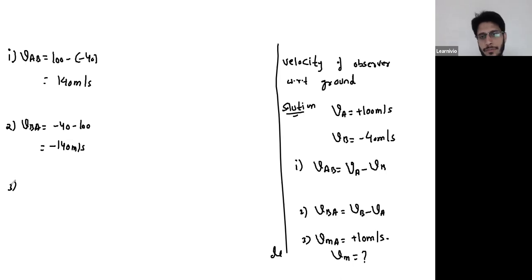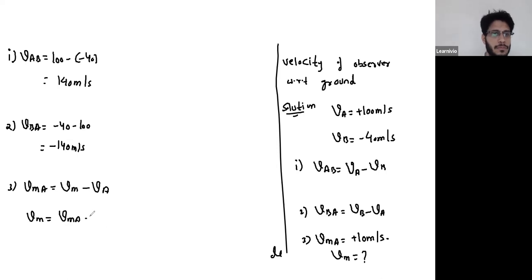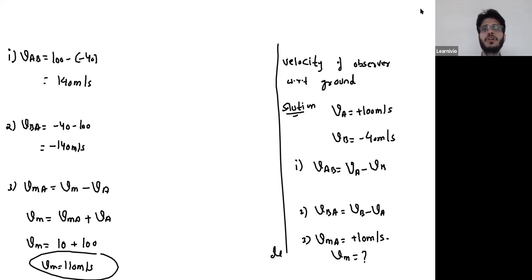In part 3, we write VMA as VM minus VA. So VM is VMA plus VA. VMA is 10 plus VA, which is 100. So VM is 110 meter per second. Means with respect to an observer on ground, this monkey is running with a velocity of 110 meter per second. And with respect to an observer in the train, its velocity is 10 meter per second. So is it clear?